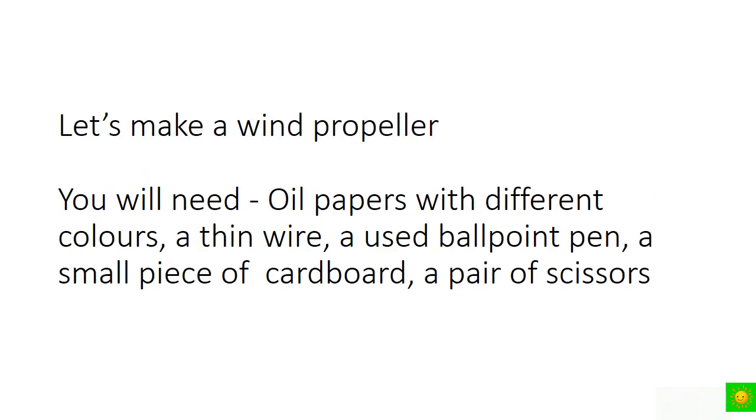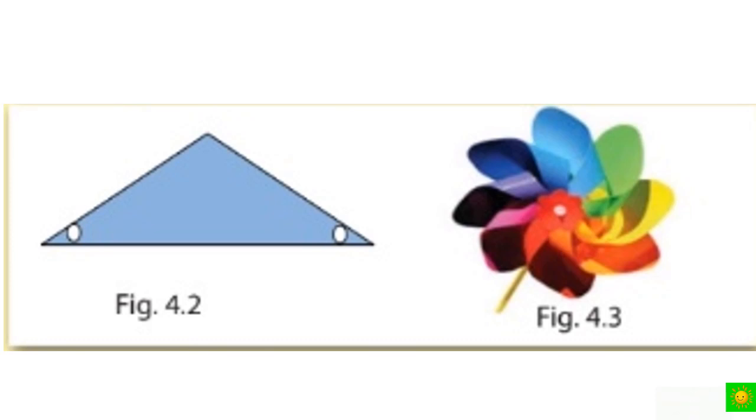Now we are going to make a wind propeller. You will need oil papers with different colors, a thin wire, a used ballpoint pen, a small piece of cardboard, and a pair of scissors. What do you have to do? Cut 10 pieces of colored oil paper into a triangular shape like this. Make 2 holes in each piece.